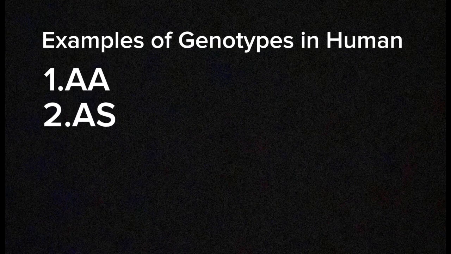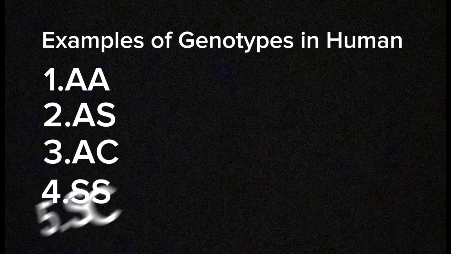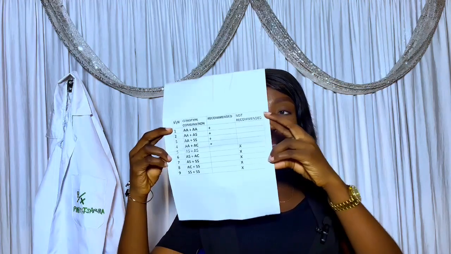We have 5 examples of genotype in different humans' body. The first one is AA, the second one is AS, the third one is AC, the fourth one is SS, and the last one is SC. Genotype and blood groups are inherited from our parents, and because we did not get the chance to choose the type of parent we want, some of us are born with sickle cell. So in this video, I'm going to be showing you the genotypes that are not compatible and the ones that are compatible. I hope this is clear enough for you to see.